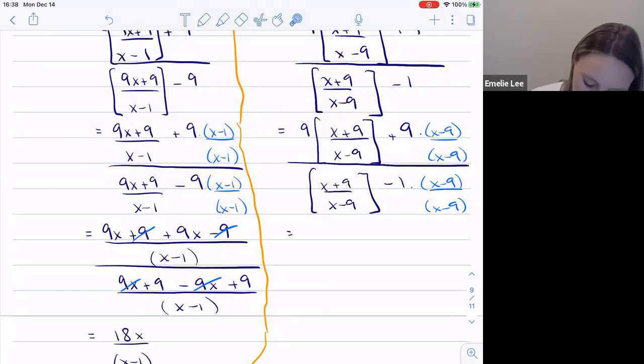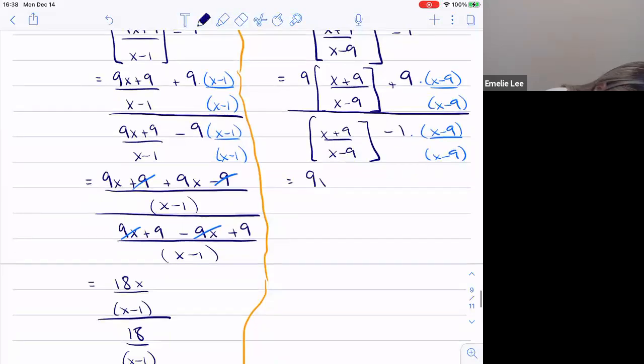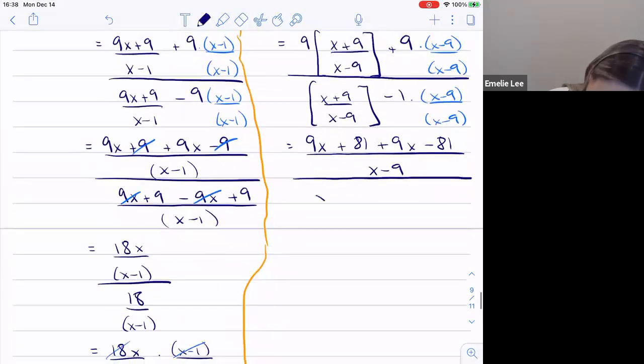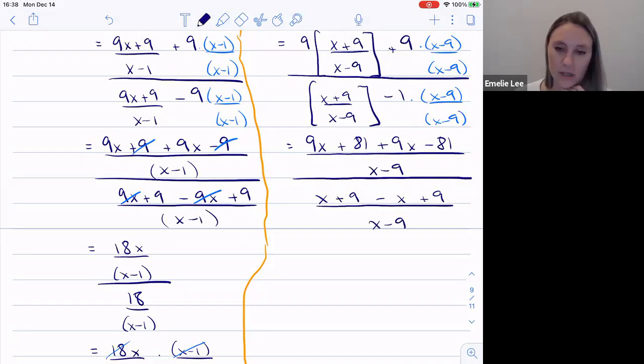So now, in the same sweep, I'm going to bring this 9 inside. So I get 9x plus 81, right? 9 times 9. And then same thing, bring this 9 inside here. So I get 9x plus 81 plus 9x minus 81 over x minus 9, divided by x plus 9 minus x plus 9 over x minus 9.